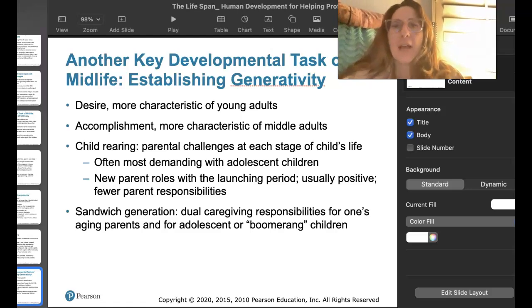Okay. So, desire, more characteristic of young adults, right? We're in love. We have all the butterflies, all the happy feelings. So accomplishment, more characteristic of middle adults. Child rearing, you've got the parental challenges of each stage of life. Like right now I'm in a couple, but you've got the baby stage, newborn stage, really hard, very exhausting. But as kids evolve and get bigger and grow, the problems just change, right?